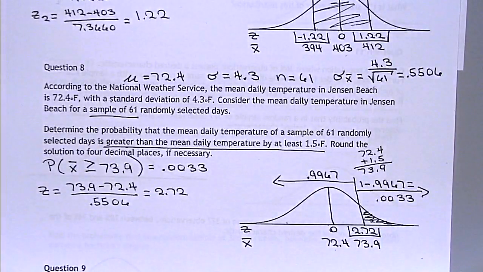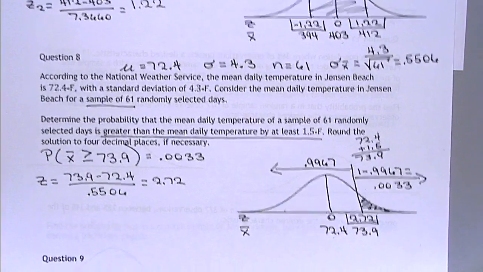The probability is 0.0033. That would not be 33%. That would be 0.33%, right? It's a very tiny probability there.